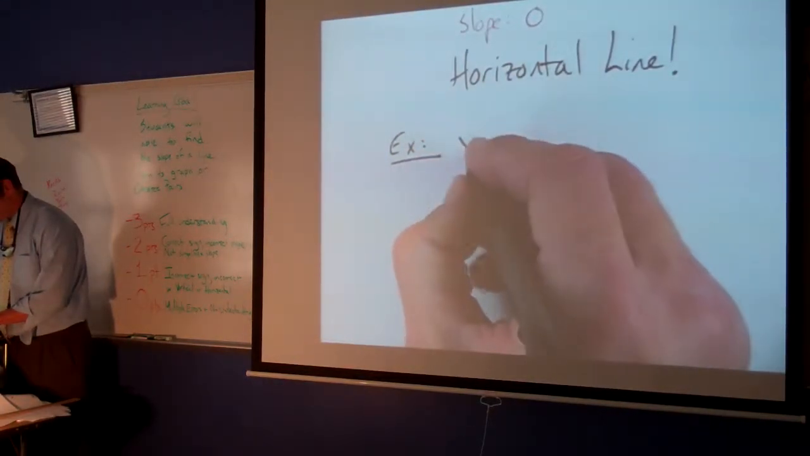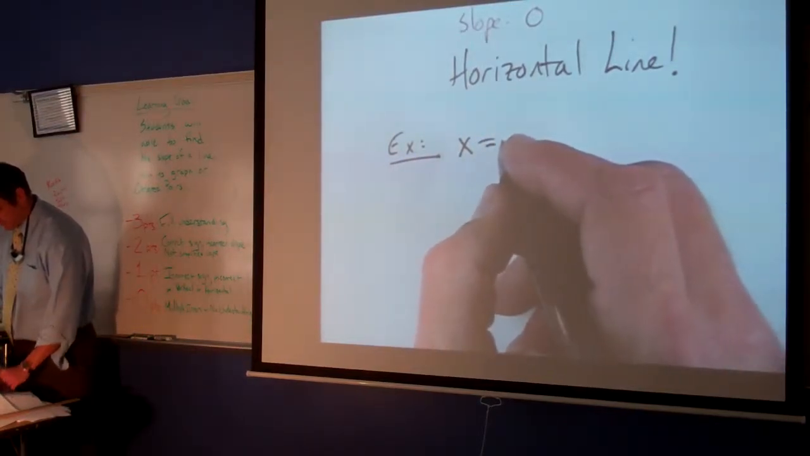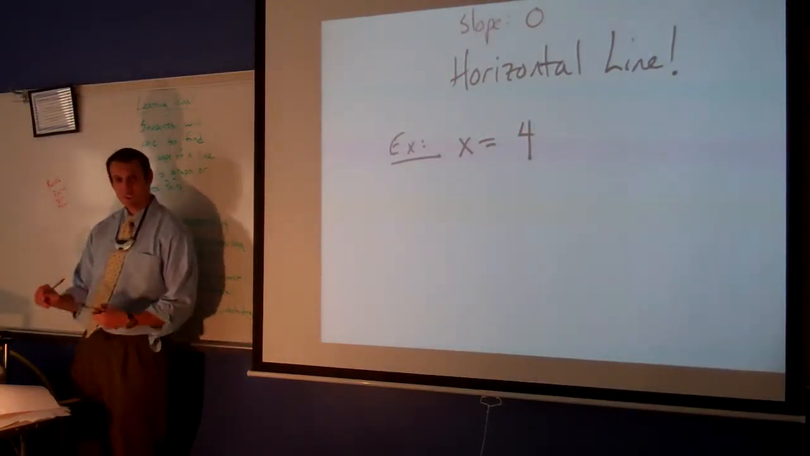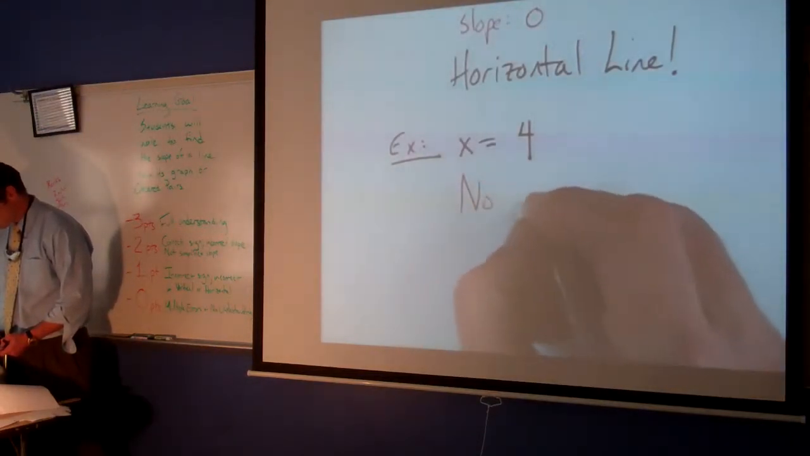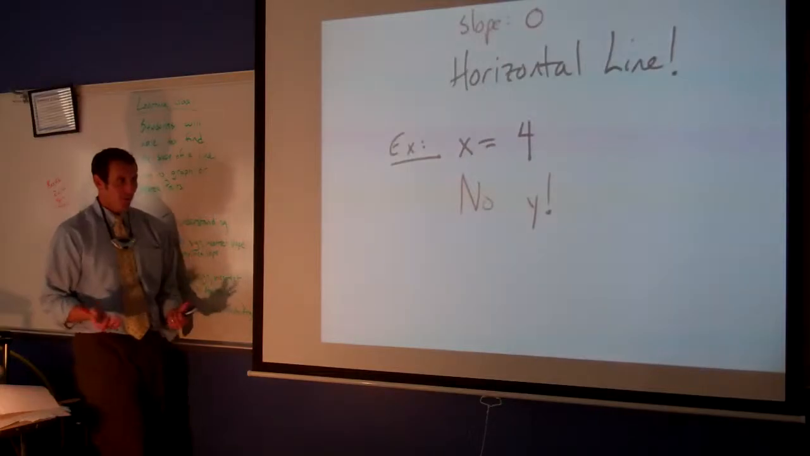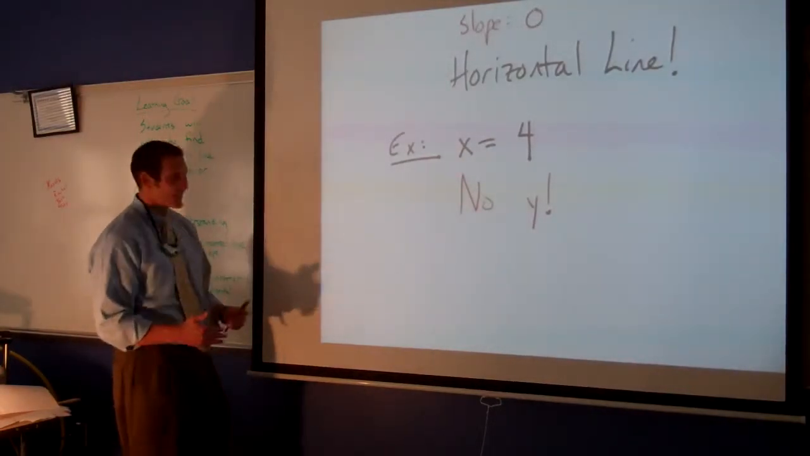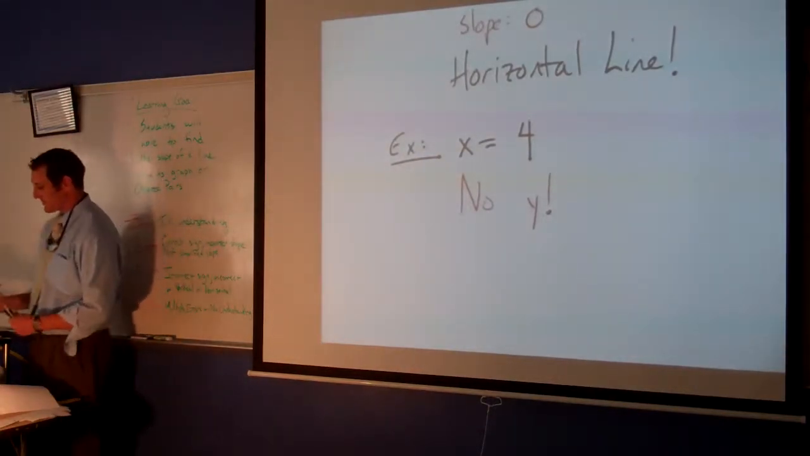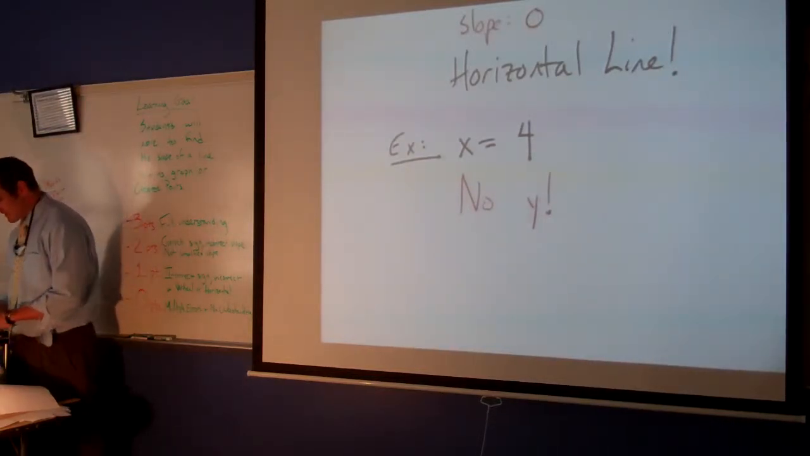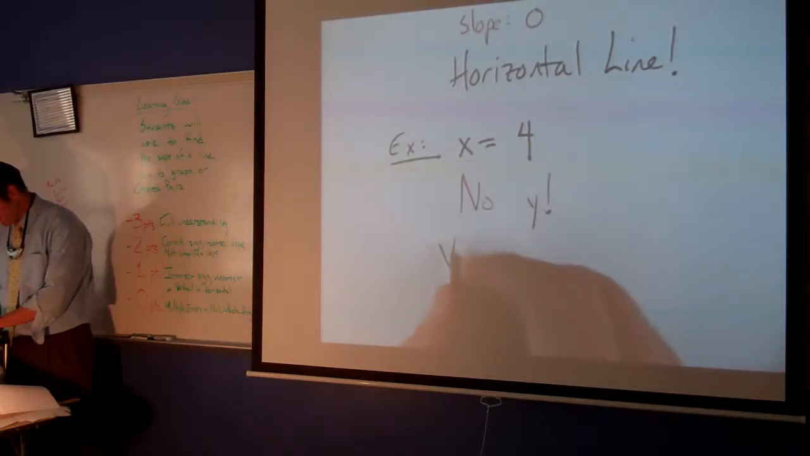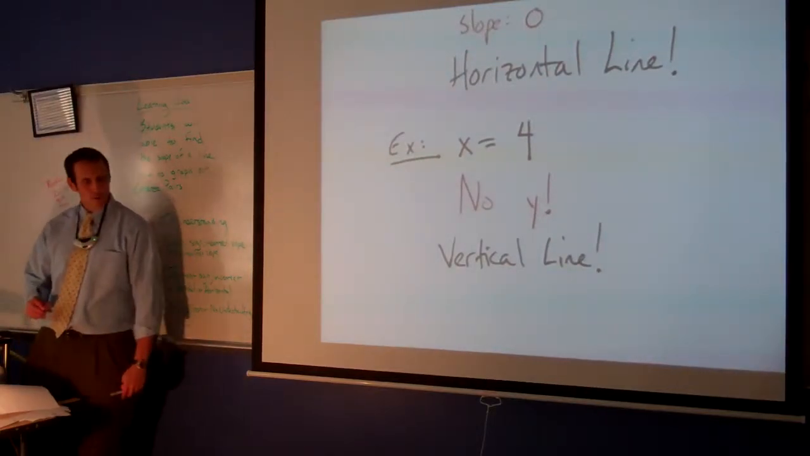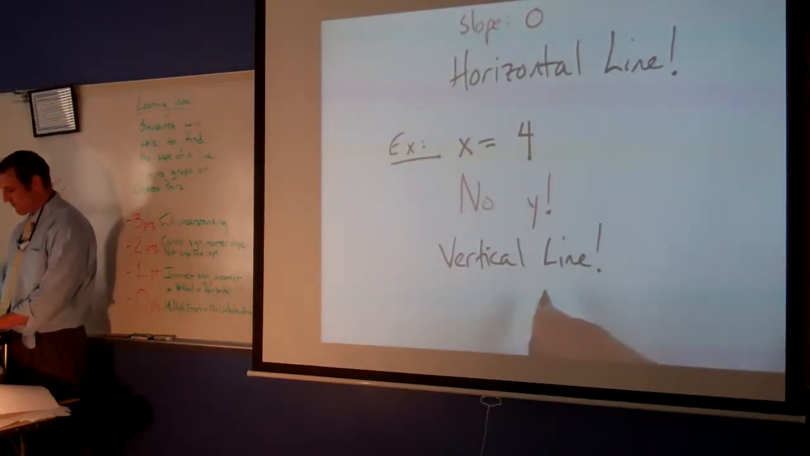Here's another example. What if we had x equals 4? What would be the slope of this line? So you look at the equation and you realize immediately there's no y. If there's no y, there is no rise. Or there is no run, excuse me, there is no run. So the line doesn't shift anyway. There's no y. So since it doesn't make any sense, this is a vertical line. That means every single ordered pair on that line has an x-coordinate of 4, which means it's a vertical line.